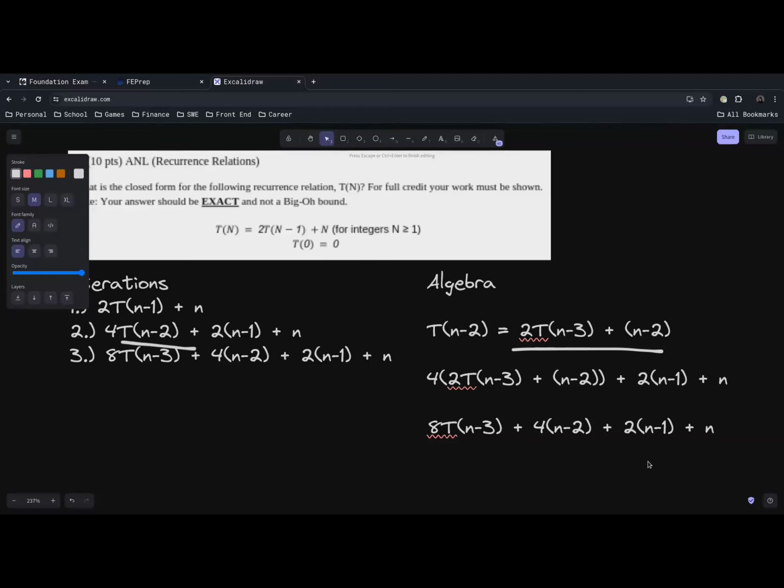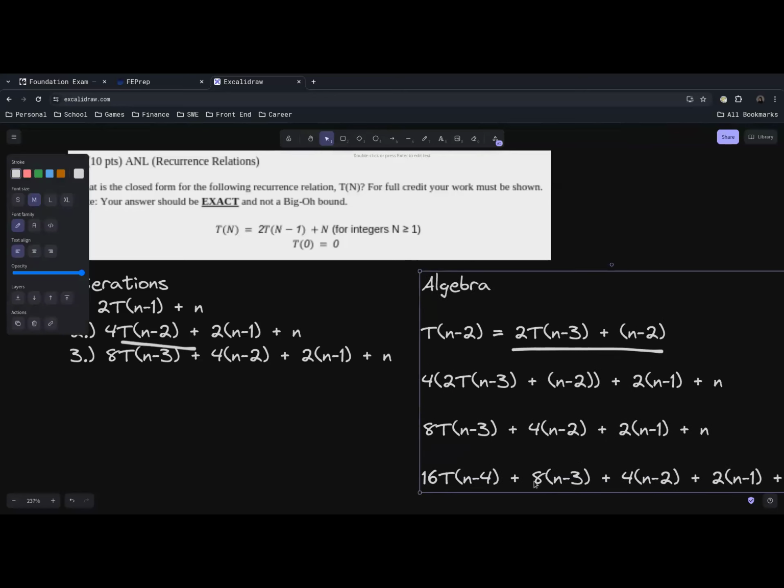Again, we're going to do one more iteration because we love our partial credit. We can see the pattern already, assuming the next one is going to be 16T(n-4) plus 8(n-3) plus 4(n-2) plus 2(n-1) plus n.